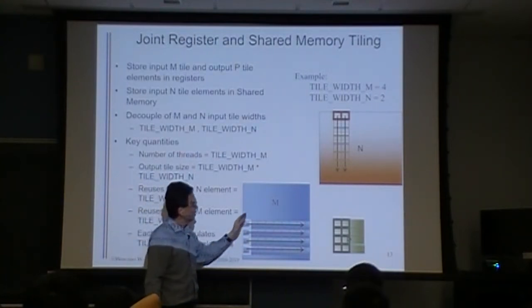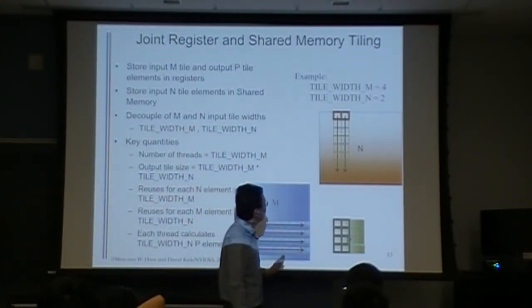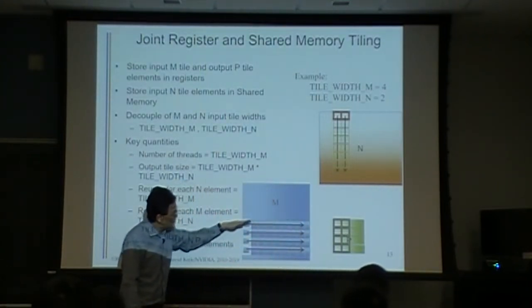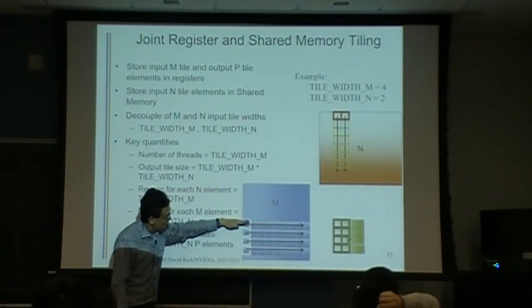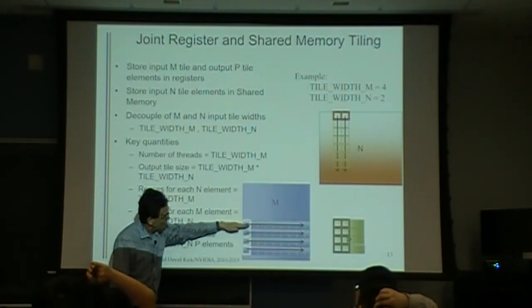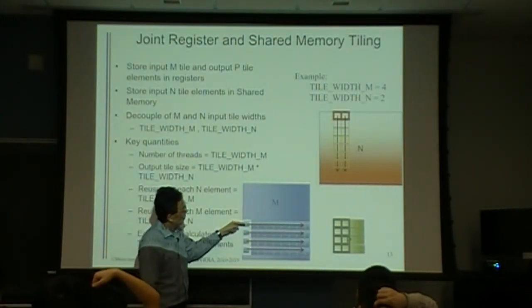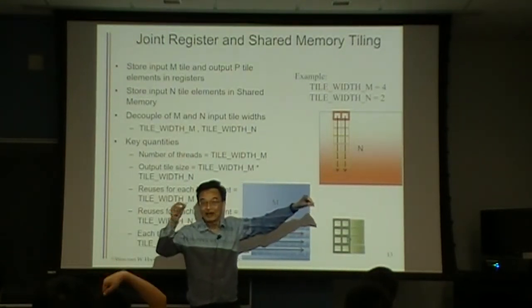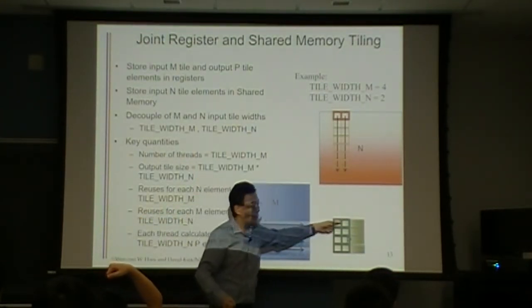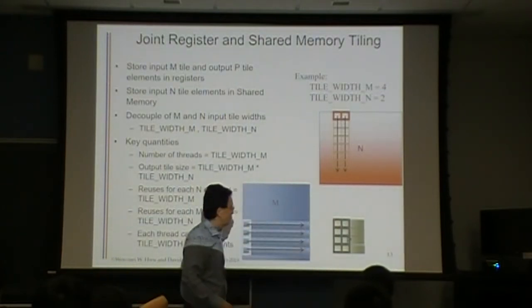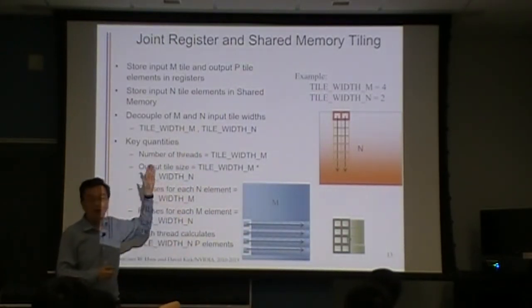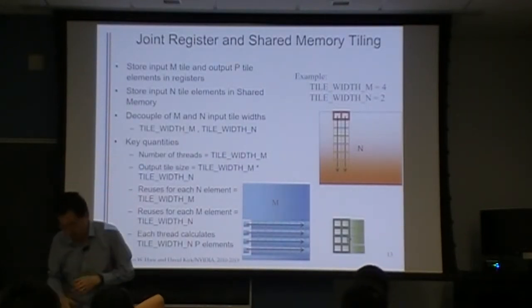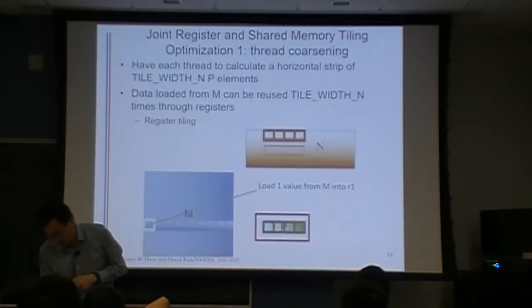We're going to keep M elements in registers, N elements in shared memory, and we're going to use threads according to the N width, and because each thread is going to walk through all the N elements and generate a collection of P elements in this direction, right? So then you can easily derive all these, what I call the basic quantities.